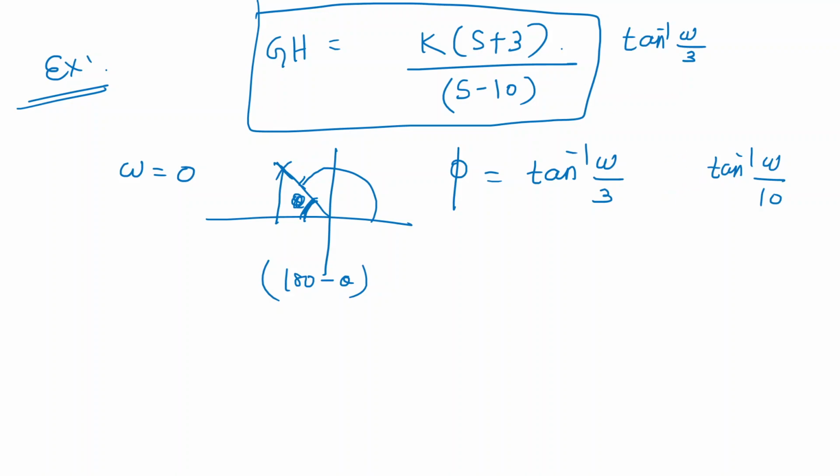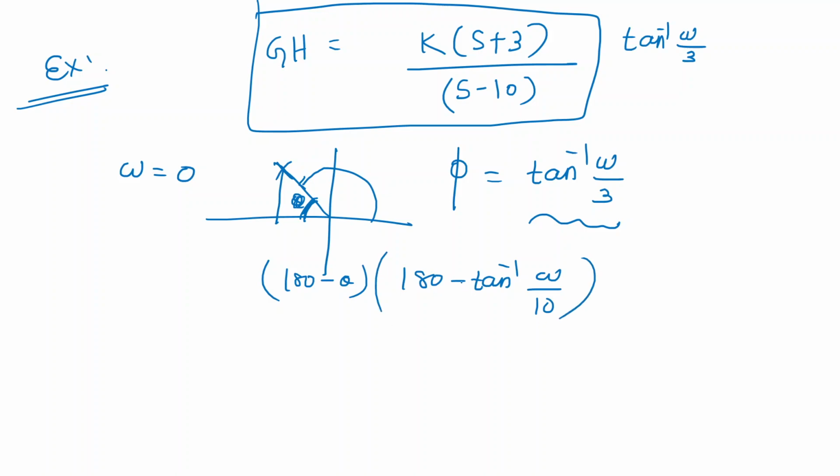So now the angle for the zero is this one, tan inverse omega by 3. Now, angle contribution by poles and zeros. What is the angle contribution by the pole here? Pole: 180 minus tan inverse omega by 10. Because you have to consider this angle; this angle is nothing but total 180, subtract from here. But you are taking this pole to the numerator, so you have to put a minus sign.